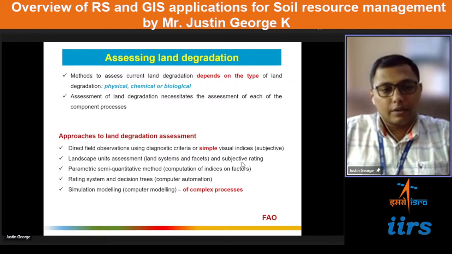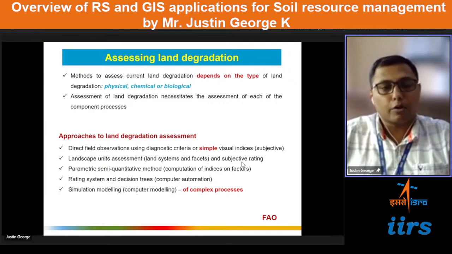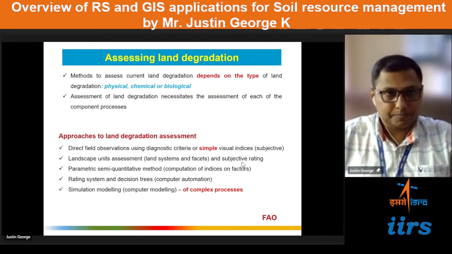And ultimately, when we want to study land degradation, which is a very complex process in totality, it mainly works with the simulation modeling of the various complex processes, where each and every component of the complex process of degradation will be studied in detail, and their synergy will also be studied.